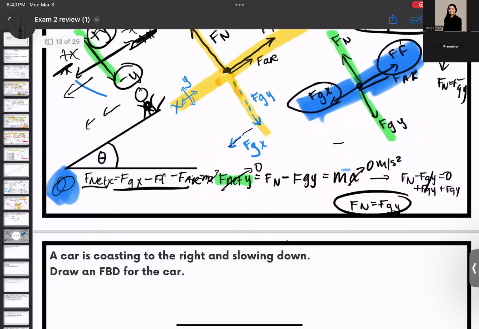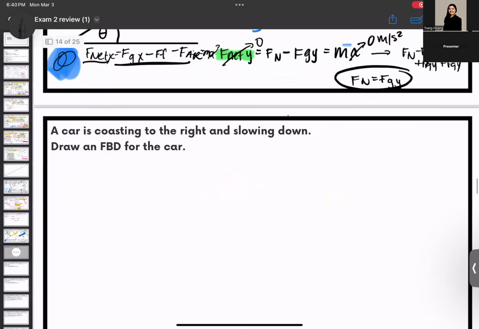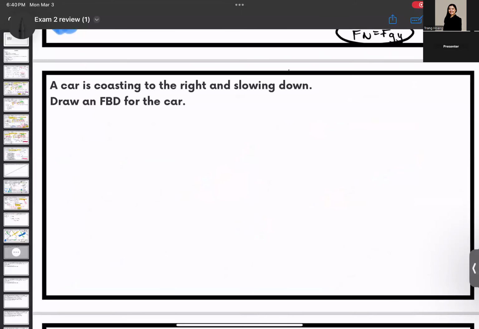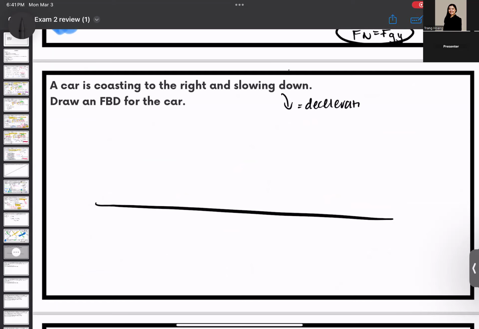Next thing is that a car is coasting to the right and slowing down. So draw the diagram of the forces acting on the car. All you need to understand is that slowing down is equal to deceleration. Deceleration is when acceleration and velocity are in opposite directions.